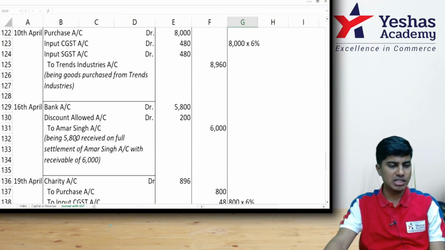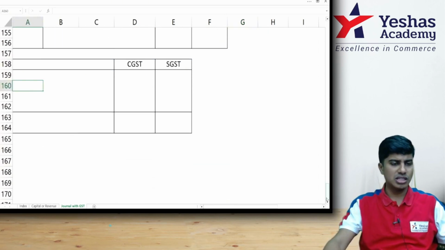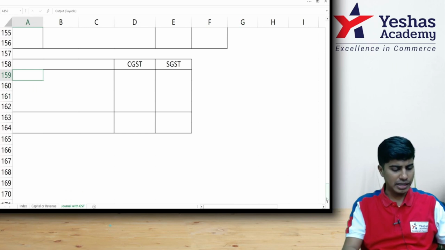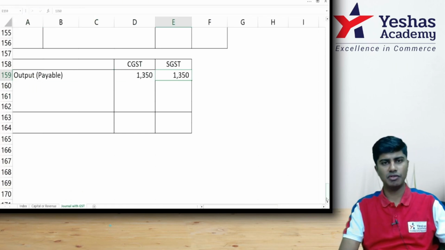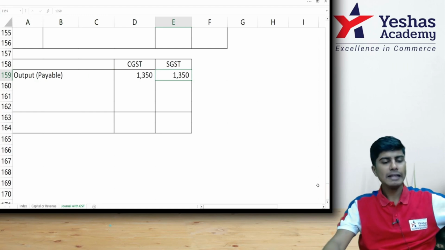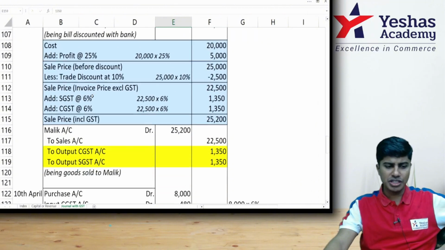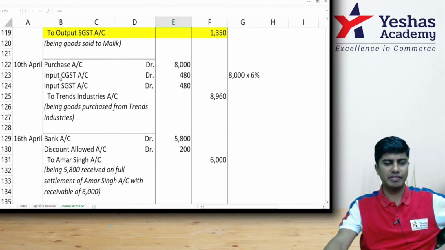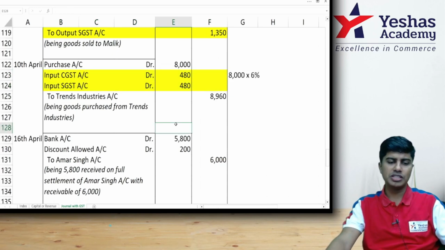Do I have output anywhere else? No other output. So here under CGST, I'll draw a column and write output. This is payable to government, 1350, 1350. Got it? Then come to the table again. Do we have input CGST and SGST anywhere? Yes, I have it here. Input CGST is 480, input SGST is 480.